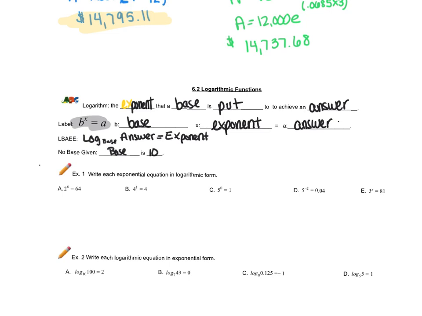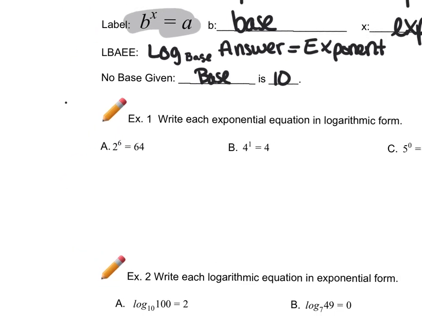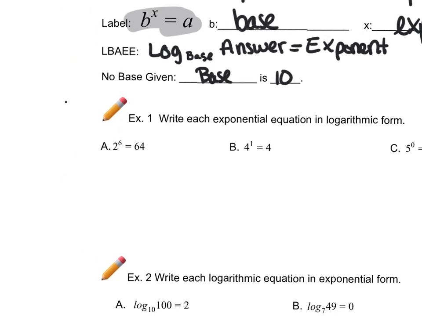So write each exponential equation in log form. Essentially, what someone showed me as a trick is that you're going to switch these two places, their numbers, and you're going to put the word log in front. So if I do that, I have log base 2 of 64 equals 6. I switch the places of 6 and 64 and I put the log in front. So for this one, if I switch the places, I am at log base 4 of 4 equals 1.